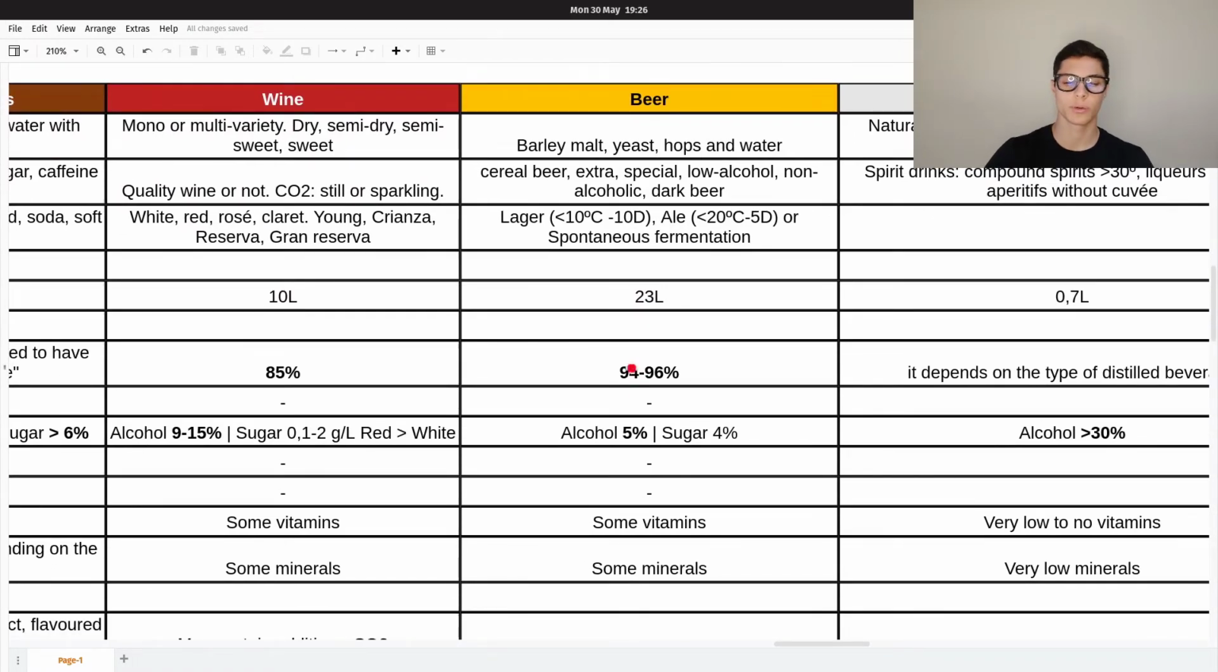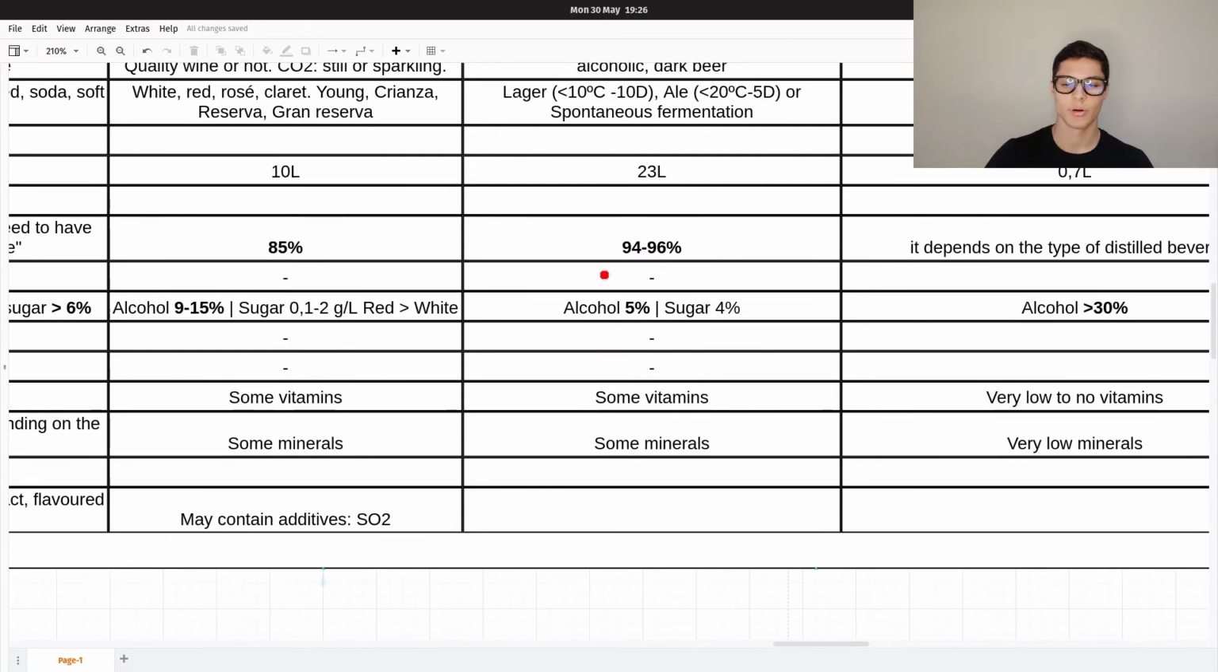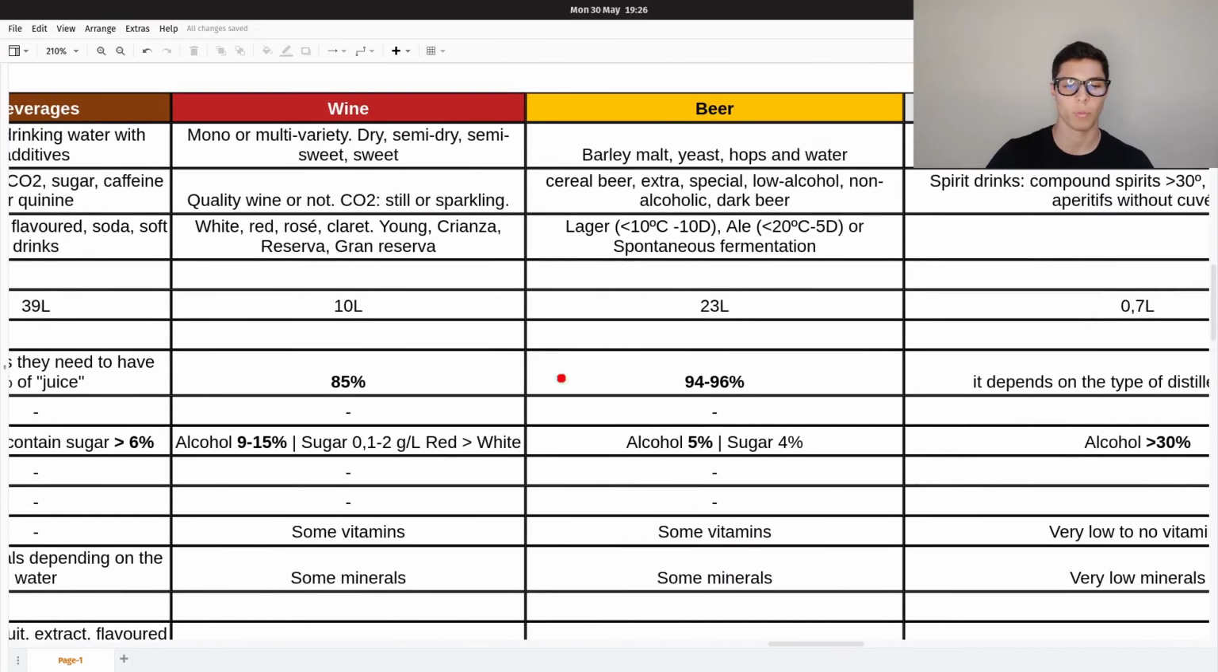The percentage of water in the beer is from 94 to 96%. There is no fat, and the alcohol percentage, as I said, is around 5%, and sugar 4%. There are some vitamins and some minerals in the beer. We cannot say that beer is a source of vitamins and minerals, but we have to say that it contains more vitamins and minerals than wine, for example, because the dry extract is very high compared to the wine.